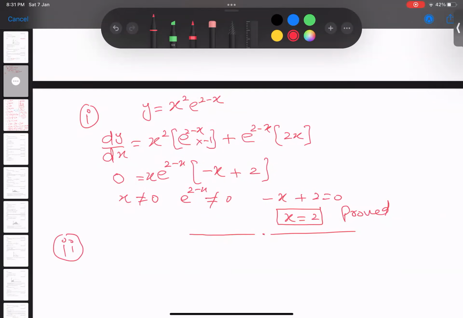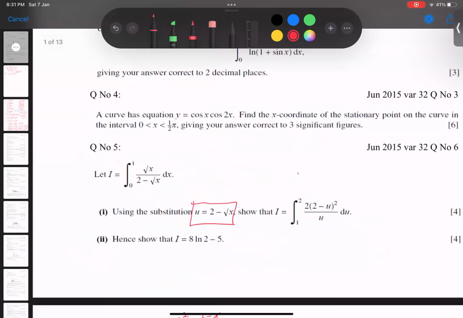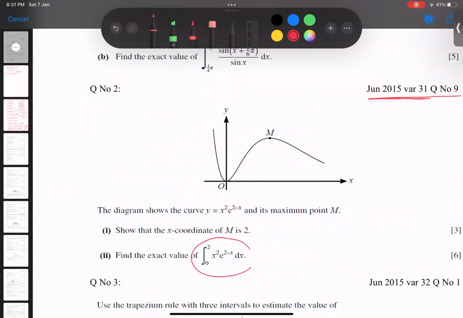Now I'm going to do the second part, integration, and you know it very well. When I integrate, I always get area. The limits given are 0 to 2, and the function is x to the power 2 times e to the power 2 minus x. I have to find the exact value. Let me recheck: this is the question, we have to find the exact value of that.